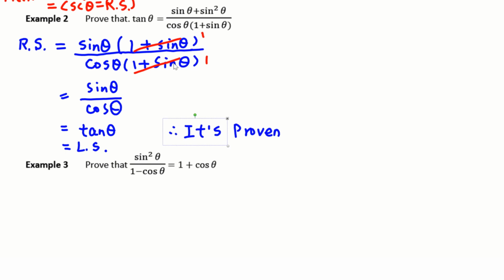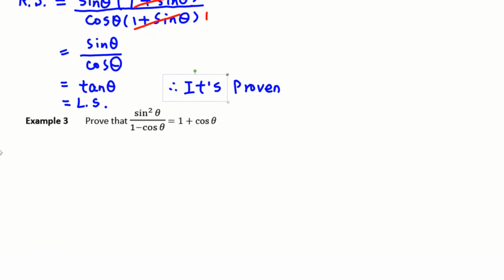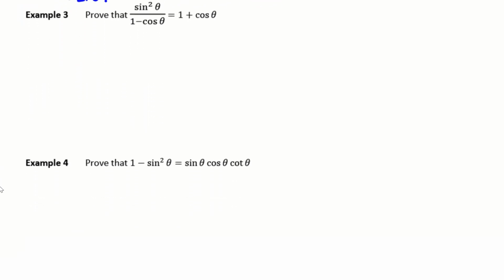So just try to change them to the same. If the left side and the right side are identical, then you have proven this trig identity. So example 3.